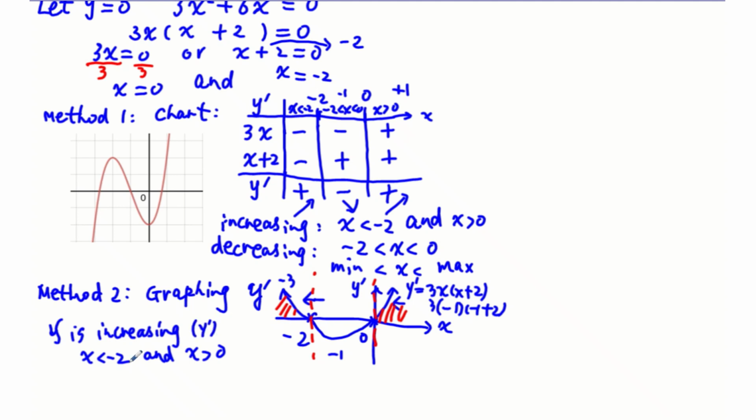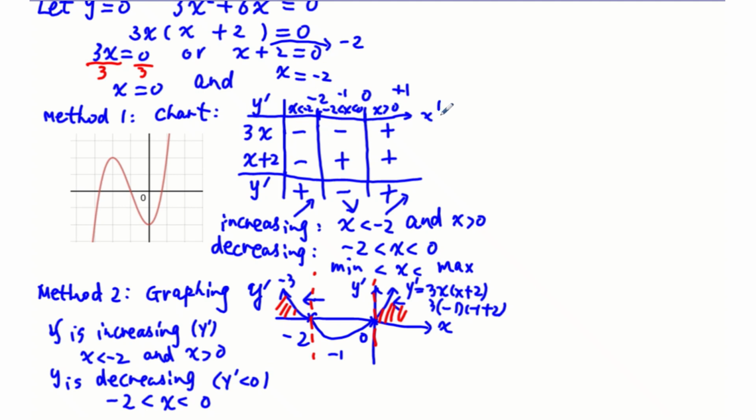And y is decreasing when y prime is negative. So it's from -2 to 0: minimum, maximum, x in between, less than, less than. So these are the two ways you can do it. One is just graph the y prime and find out whether it is positive or negative. Another way is just draw the chart.